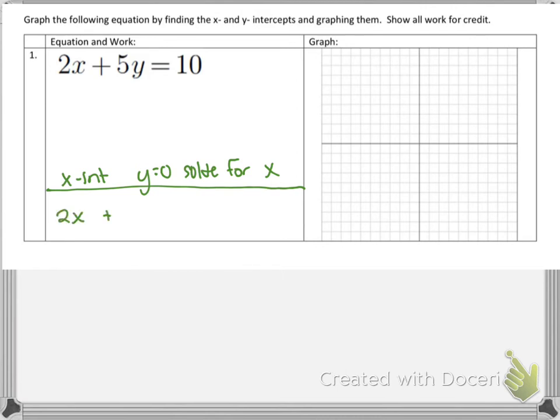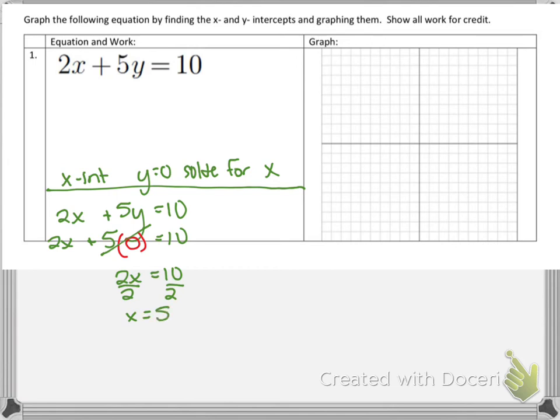So we have 2x plus 5y equals 10. And so this tells me to set y equal to 0. So I'm going to have 5 times 0. Okay, 5 times 0 is 0, so we can just cross that out, and we have 2x equals 10. If we divide both sides by 2, we find out that x equals 5.